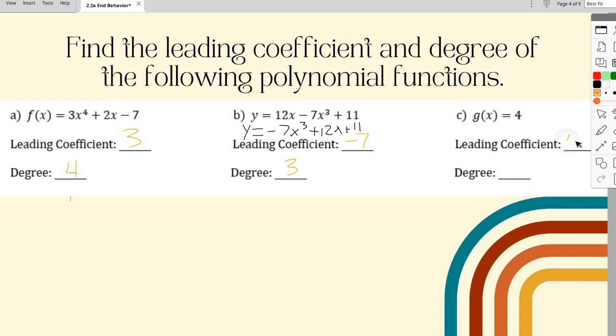3. Okay? What's our leading coefficient of our last one? Just 4. What's our degree? 1. Do be careful. Because the 1 would have to have an x there, and I don't have an x. It's 0. So for a constant, your degree is just 0.